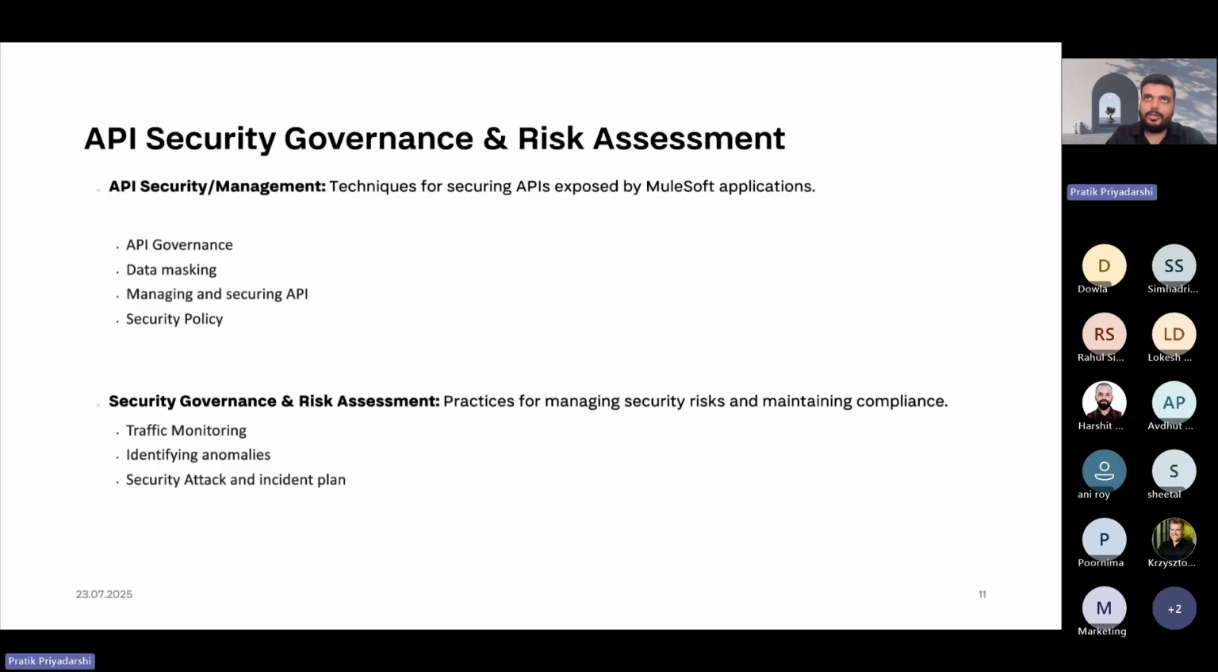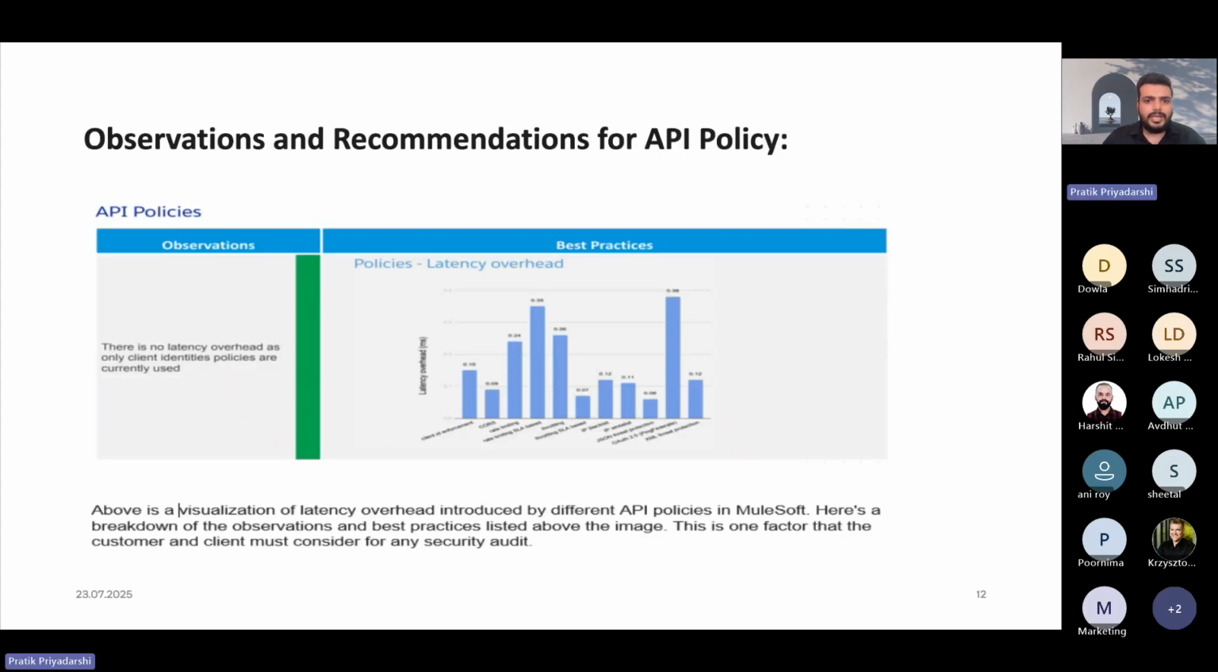So we are not just checking your policy files, basically. We check your entire security infrastructure. So here's the slide. It simply shows that, yes, we need to apply the policies correctly, but it's not that we'll just be using all the policies that we see, because every policy also comes with some latency overhead, and that's being marked here in terms of milliseconds.